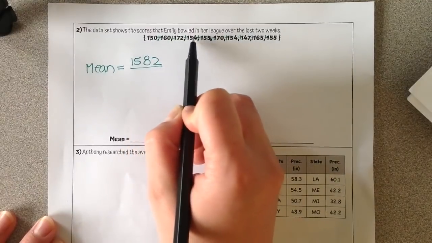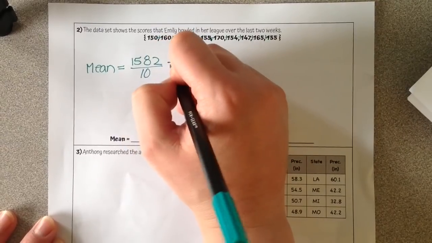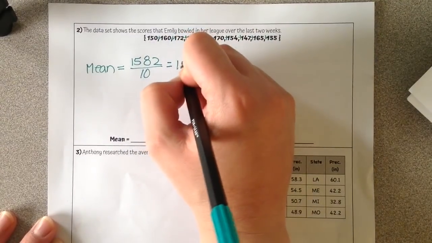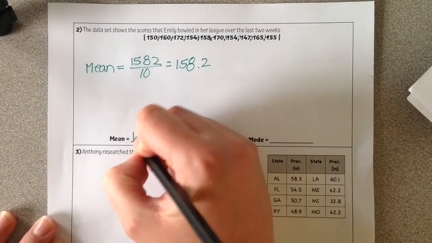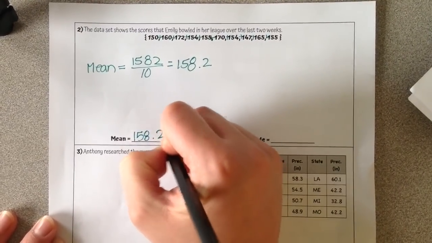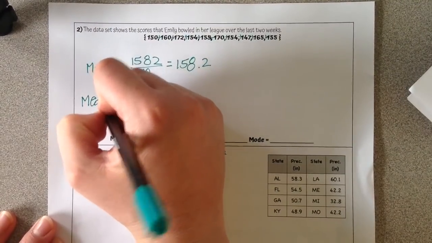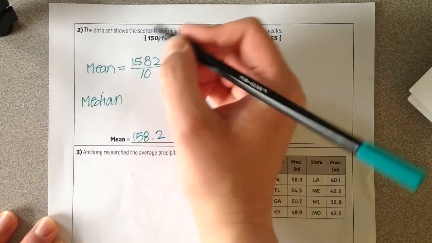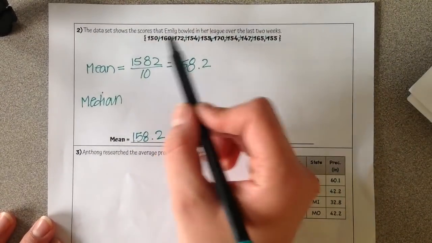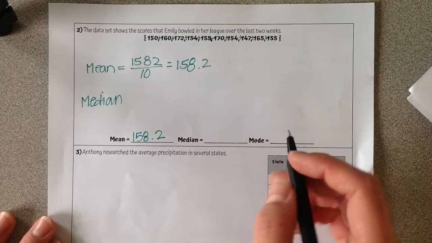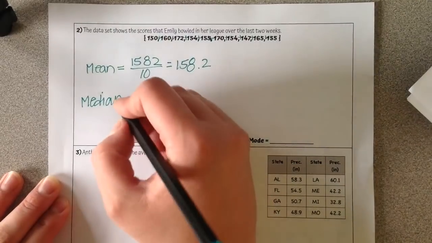1, 2, 3, 4, 5, 6, 7, 8, 9, 10. And my answer is 158 and 2/10. So I'm going to record that down here where it says mean and move on to median. Remember, to find the median, you need to start by putting the numbers in numerical order. It's a good idea to cross off the numbers as you go to make sure you have everything. For time's sake, I'm just going to record them and not cross them out.